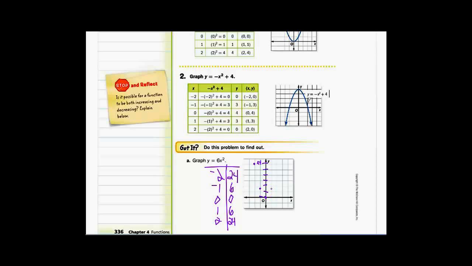1, 6, 2, 24. And again, I told you they are symmetrical, right? So if your lines aren't the same distance, if it didn't look symmetrical, if it doesn't look an even distance away on both sides, you've done something wrong. That is also an easy way to check it. All right, so let's move on to the next page.